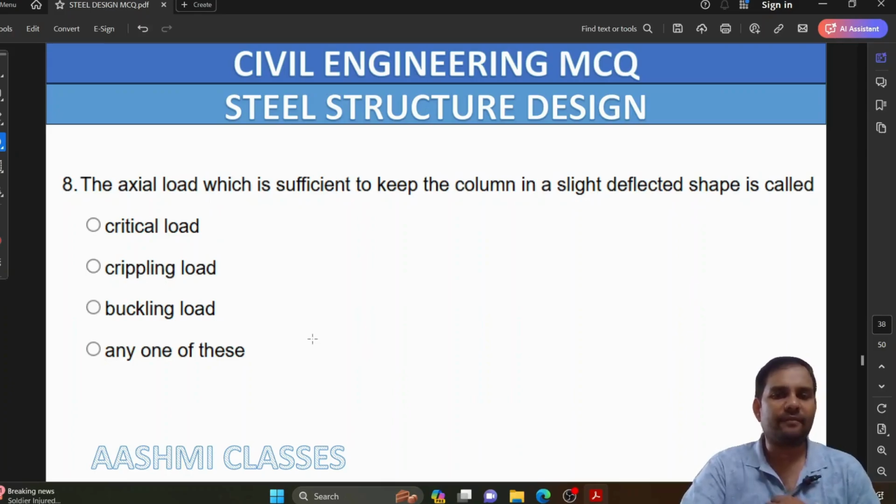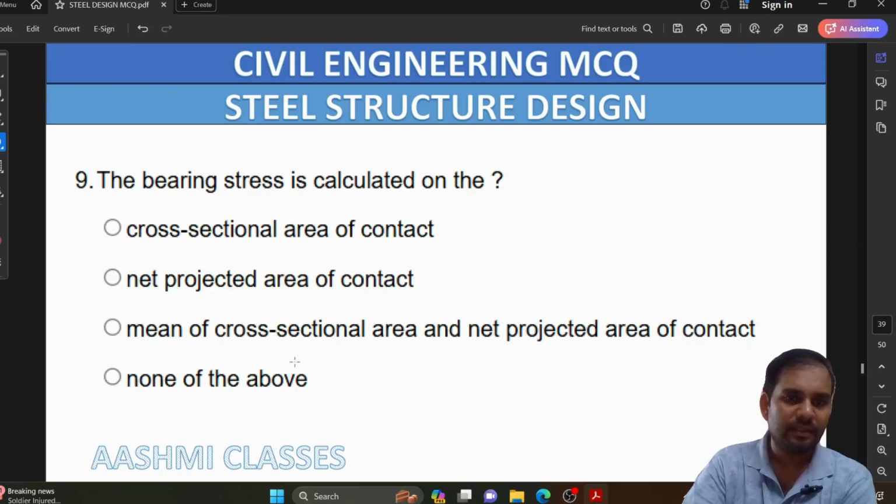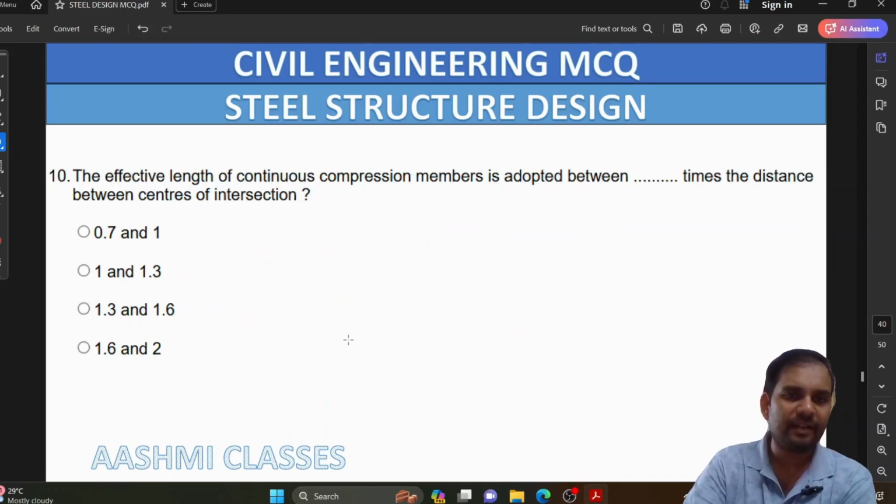The axial load which is sufficient to keep the column in a slight deflected shape is called critical load, crippling load, buckling load, any of these. The bearing stress is calculated on the net projected area of contact. The effective length of continuous compression members is adopted between 0.7 and 1 times the distance between center of intersection.